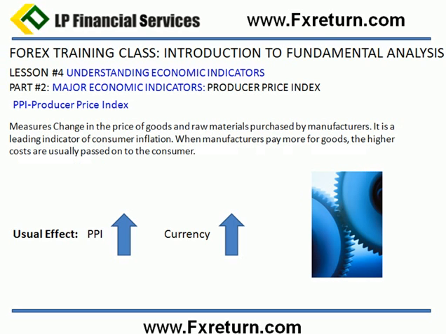Our next major economic indicator is the Producer Price Index, or PPI. This measures the change in the price of goods and raw materials purchased by manufacturers. It is a leading indicator of consumer inflation. When manufacturers pay more for goods, the higher costs are usually passed on to the consumer. The usual effect is, as the PPI goes up, the currency goes up.